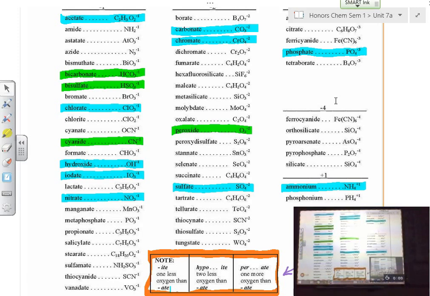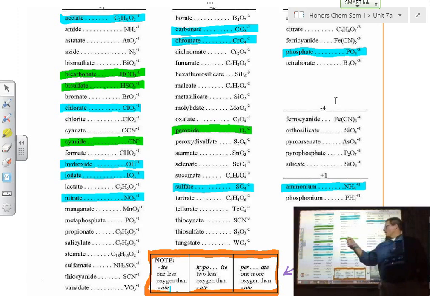So here is the first part of today's notes. You'll notice what I have highlighted. I have some items highlighted. The aqua blue, these are the 10 that you need to know for AP Chem.